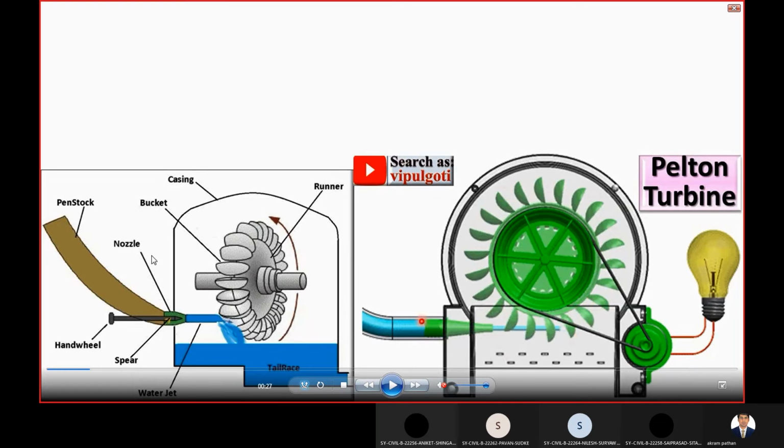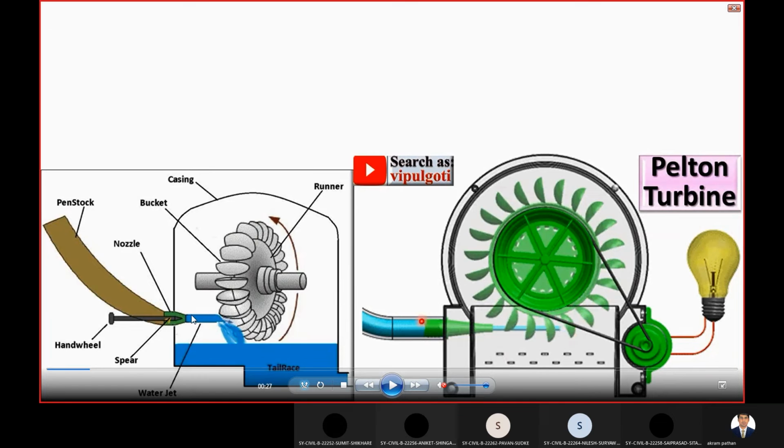Now if you see the component parts, this is known as the penstock. Penstock means it is a pipe. Due to its larger diameter, we call it a penstock. The penstock is connected to the dam, and through the dam, by opening the gate, we supply the water under pressure. So the water is coming through this penstock at the inlet of the turbine.